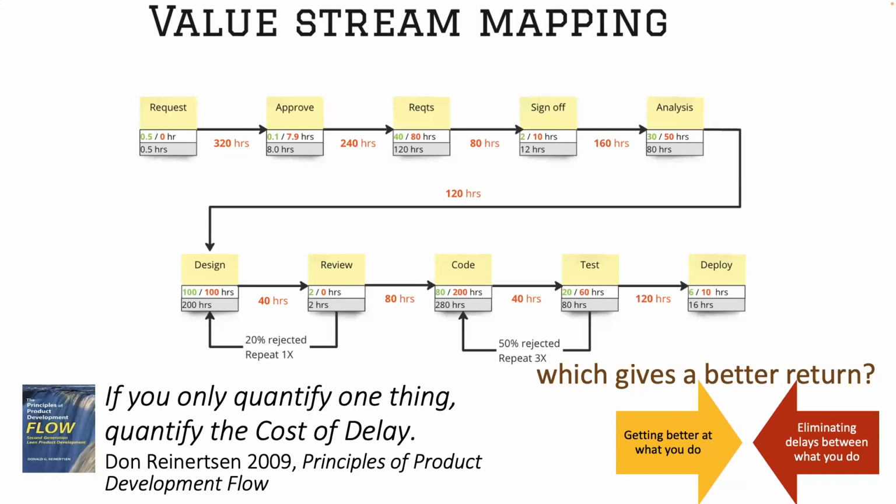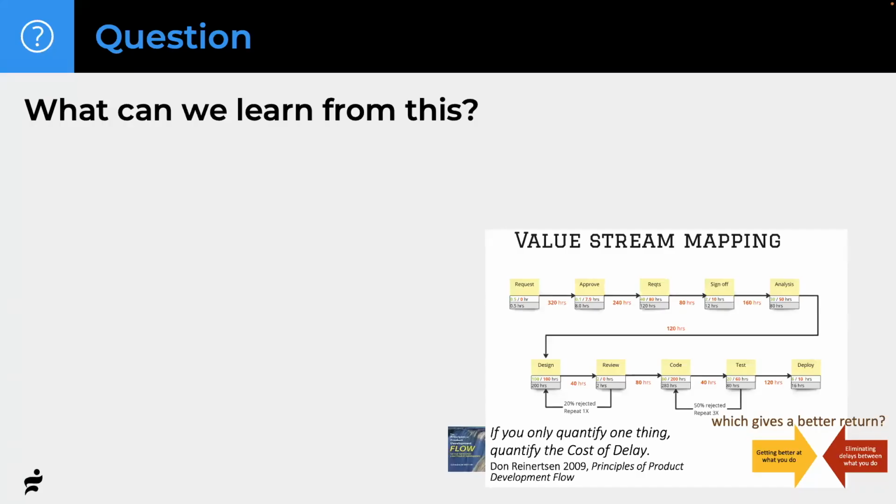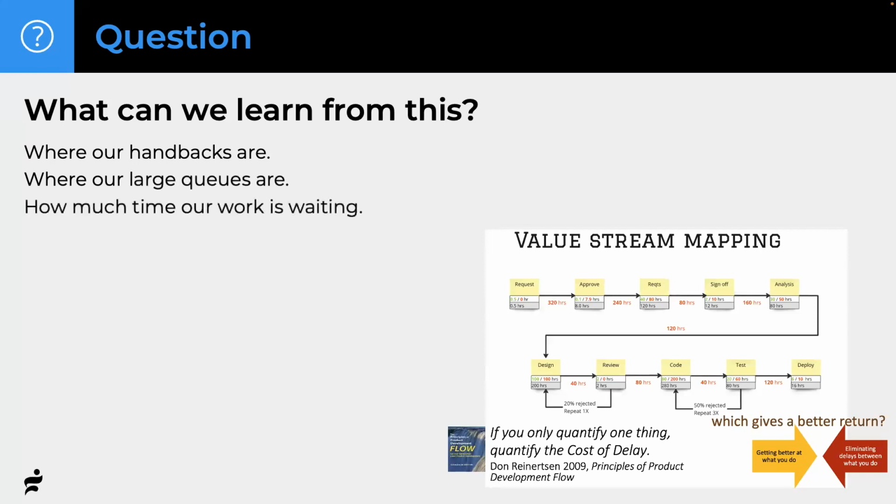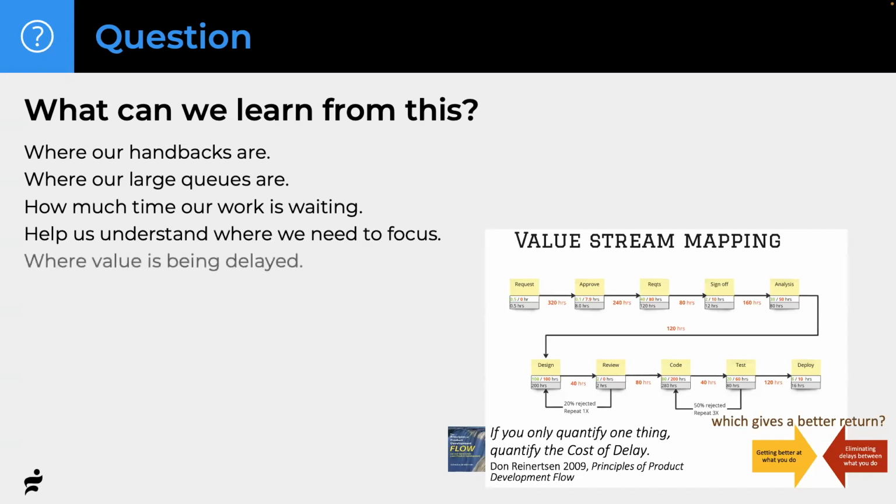And this is all caused by multitasking, obviously. So what can we learn from this? Where our handoffs or loopbacks, whatever you want to call them, where our large queues are, because you'll see them. How much time is work waiting? This is nice if you have a tool. Most tools do not give this to you, but some can put them in. It helps us understand where we need to focus, where value is being delayed, because anywhere you're waiting, it's being delayed. And feedback, where you're not getting feedback.